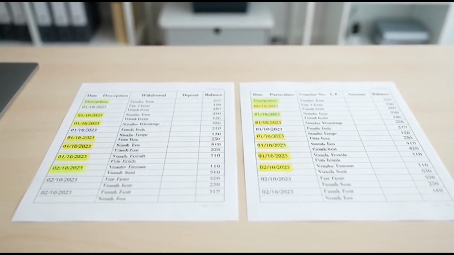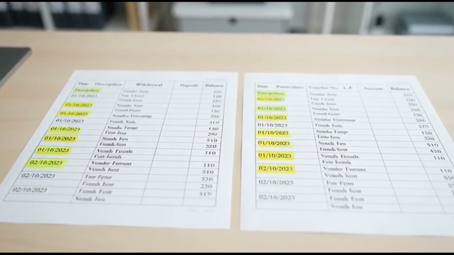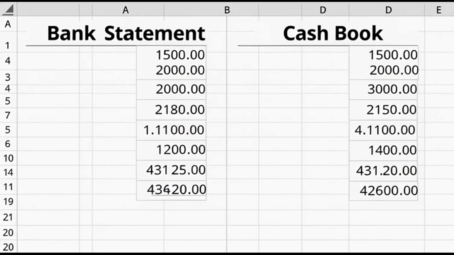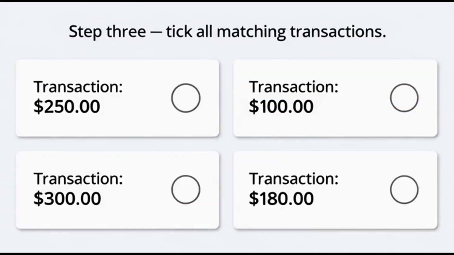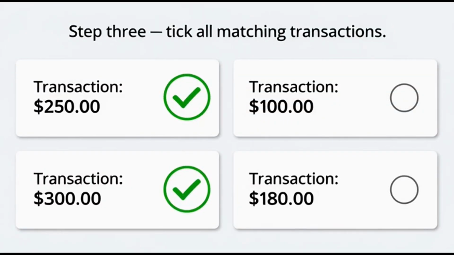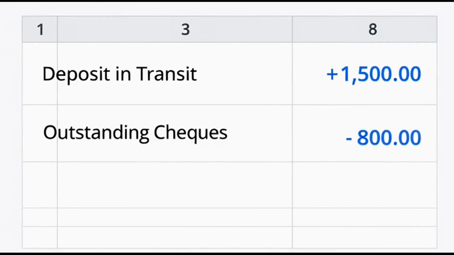Step 1. Collect your bank statement and cash book for the same period. Step 2. Create a simple reconciliation template. Step 3. Tick all matching transactions. Step 4. Adjust the bank side for timing differences.